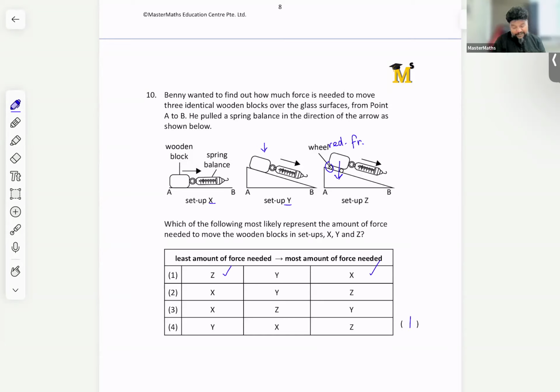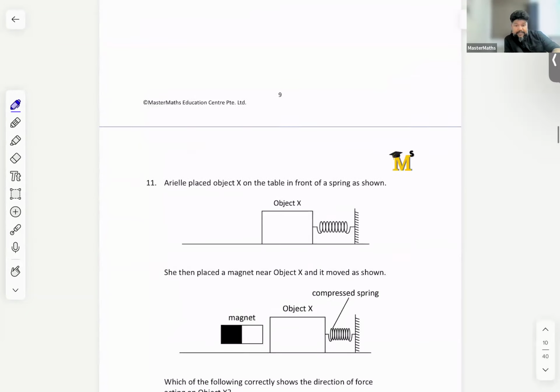Oh, wait. Okay, you imagine this. You have a skateboard to pull a box, and you're pulling it down a ramp. Here, nothing, you just have to pull it on a flat floor. Which is easier? Z, right? Obviously, because when you're coming down and you have wheels, it's quite easy to pull it down. So which one will need the least force? Obviously, Z. Which one will need the most force? X. Okay. Good. Question 11.